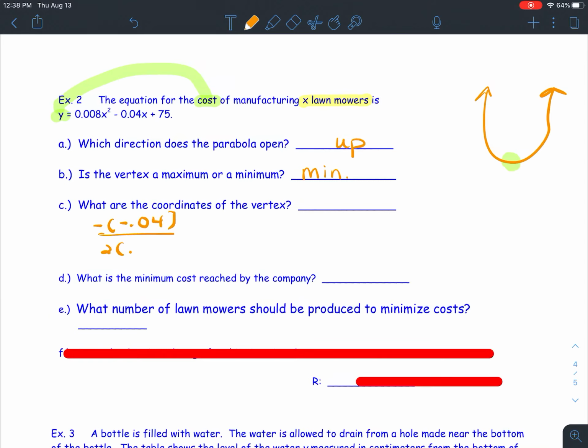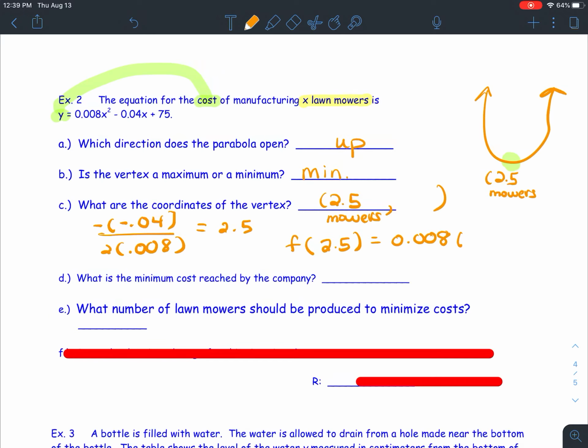It wants to know, is your vertex a max or a min? Well, if it's opening up, the vertex is definitely a min. What are the coordinates of the vertex? That's going to be negative b, so I've got two negatives in a row there, divided by 2 times a. That comes out to exactly 2.5. That would be mowers. I don't think anybody's making half a mower, but we're going to fill this in here. 2.5 mowers.